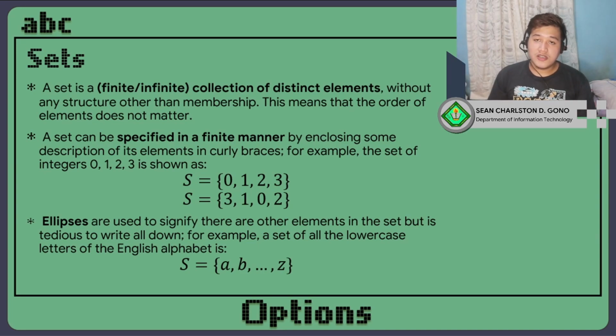So if we want to show that the set has all the letters of the alphabet in lowercase, we use these three dots right here. That means letters C, D, E, and other letters are also included inside this set. Now that we know how to use a set in a finite manner, how about if we want to use it to signify infinite numbers?